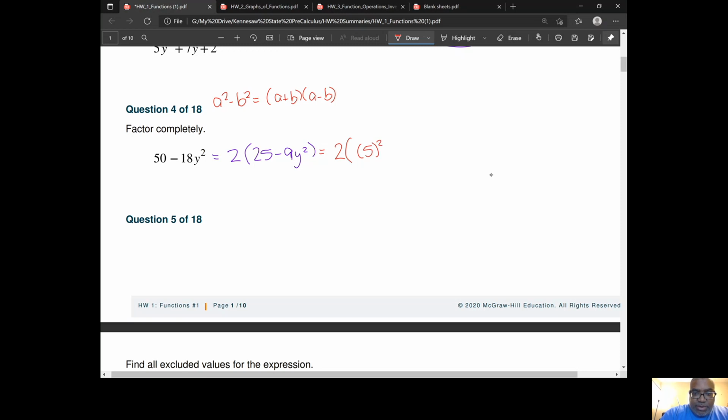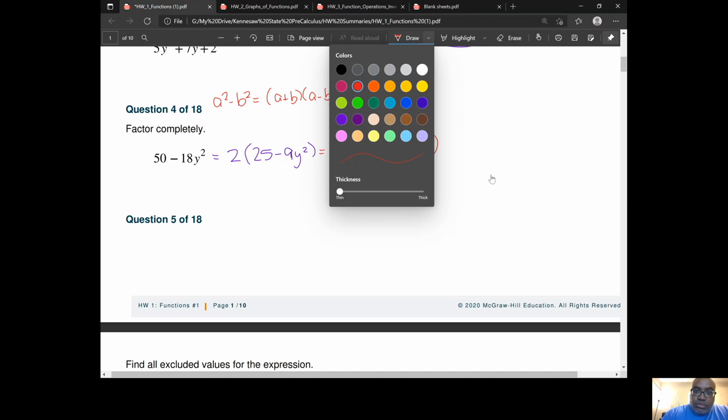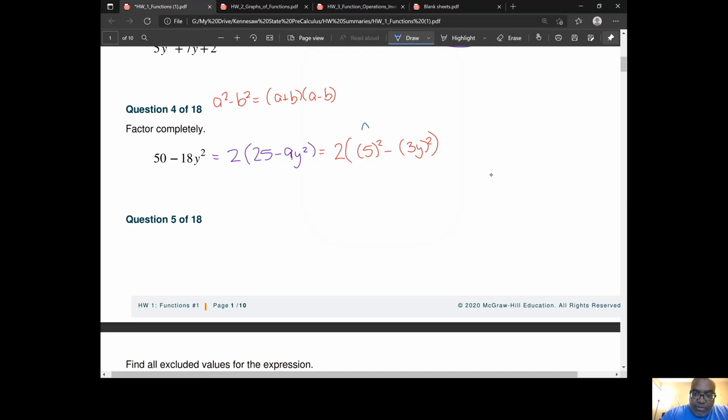25 is 5 squared, and 9y squared is, 9 is a perfect square, there's 3, and y squared is a perfect square. Okay, so we have a squared minus b squared. So 5 is our a, 3y is our b.